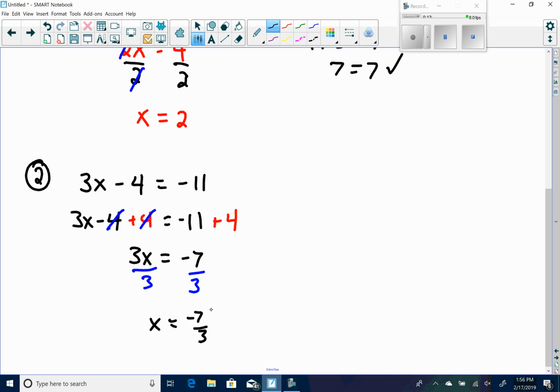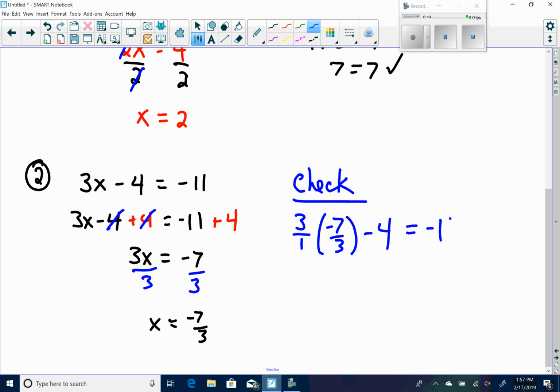Most of the time, it's going to be okay to leave this as what we call an improper fraction. But this is why showing the check becomes very important here. So I'm going to have 3. I'm going to put this as 3 over 1 just because I'm going to multiply it by a negative 7/3 minus 4 is equal to negative 11.